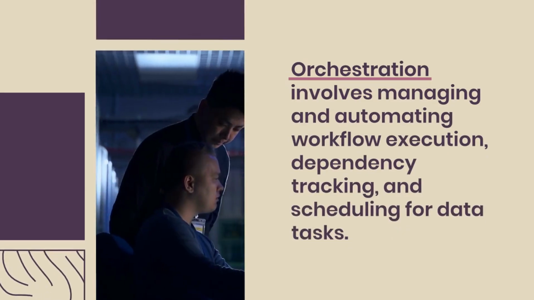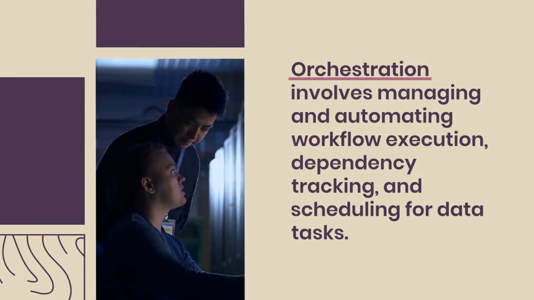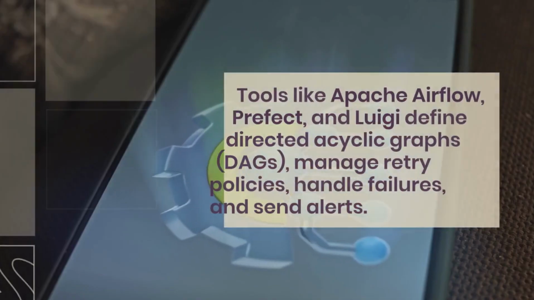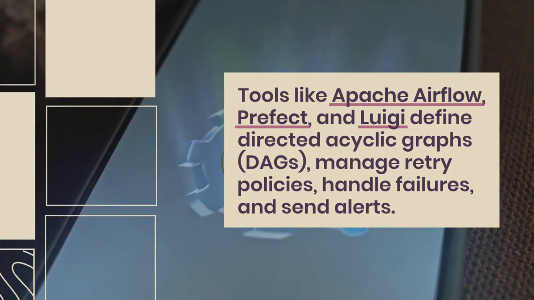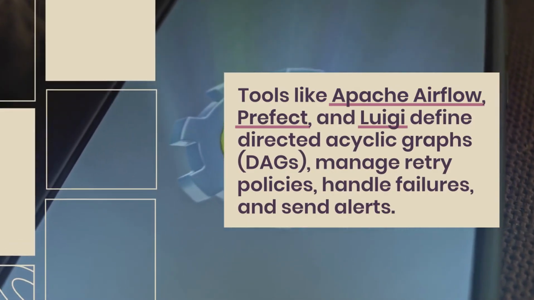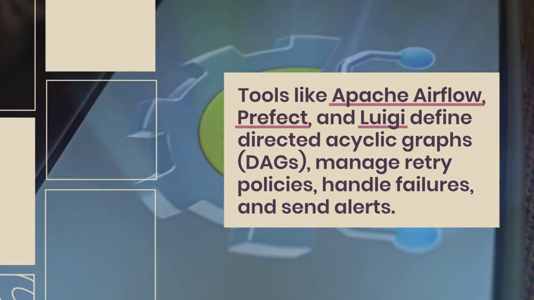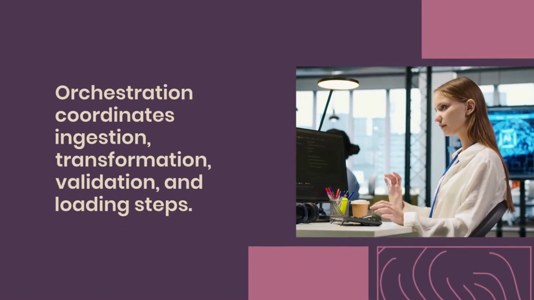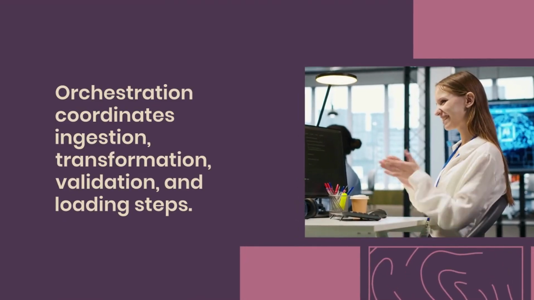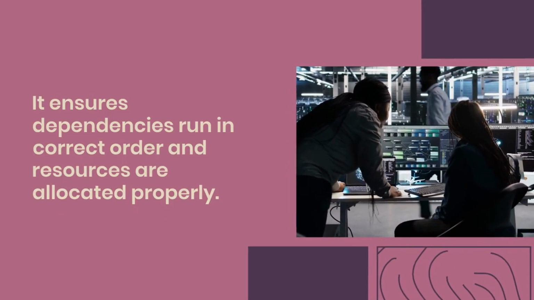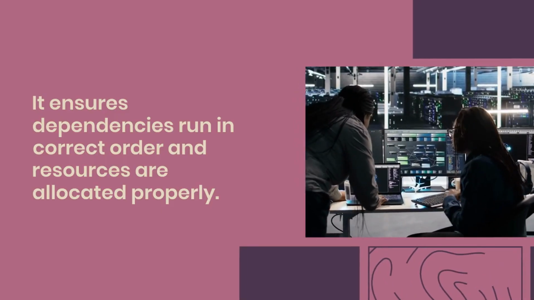19. What is orchestration in data engineering? Orchestration involves managing and automating workflow execution, dependency tracking, and scheduling for data tasks. Tools like Apache Airflow, Prefect, and Luigi define directed acyclic graphs, DAGs, manage retry policies, handle failures, and send alerts. Orchestration coordinates ingestion, transformation, validation, and loading steps. It ensures dependencies run in correct order and resources are allocated properly.